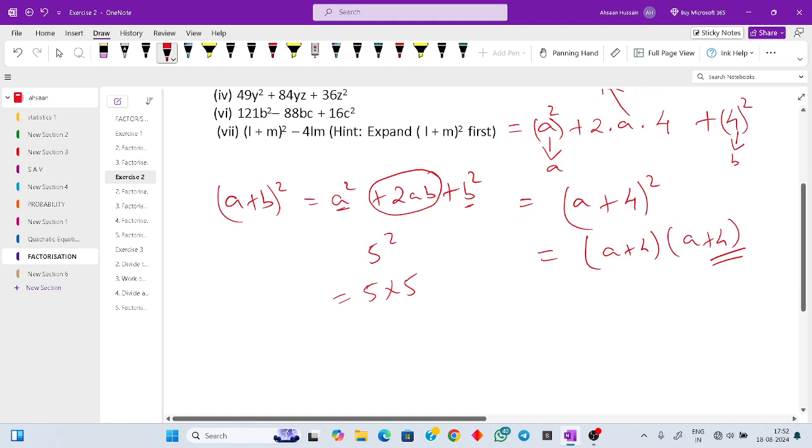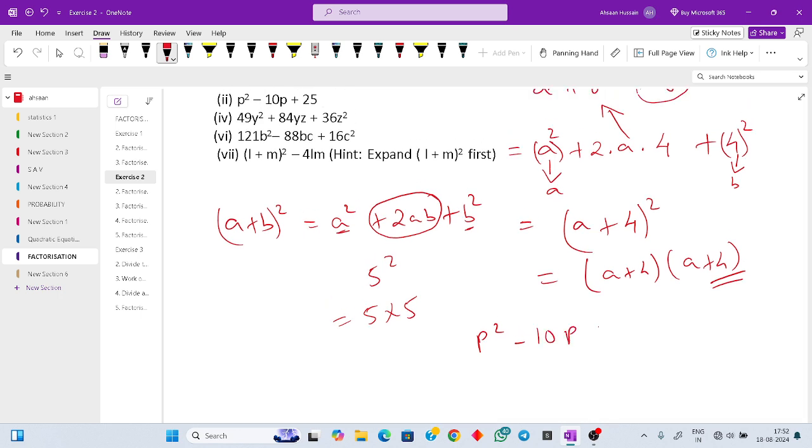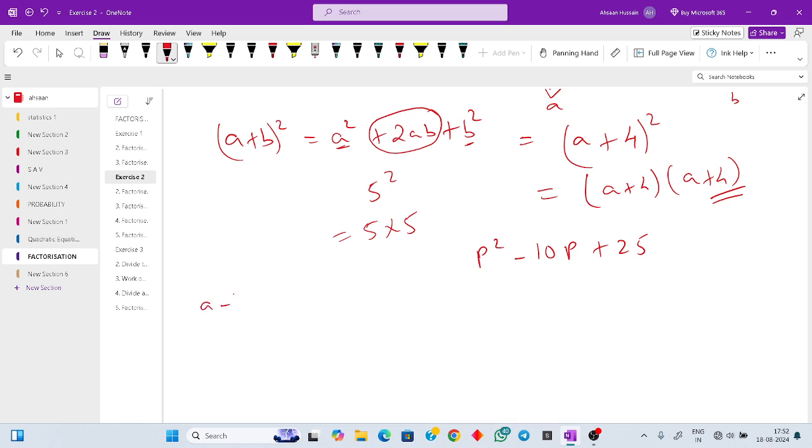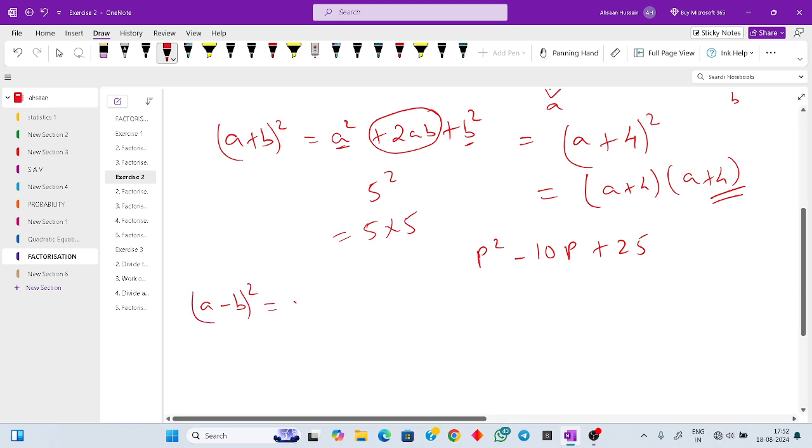The next question is p square minus 10p plus 25. Now, again, here it is minus. So write the negative identity. a minus b whole square, which comes a square minus twice ab plus b square. So a is p here, a square, and b will be 5. So a square plus b square, just like this.